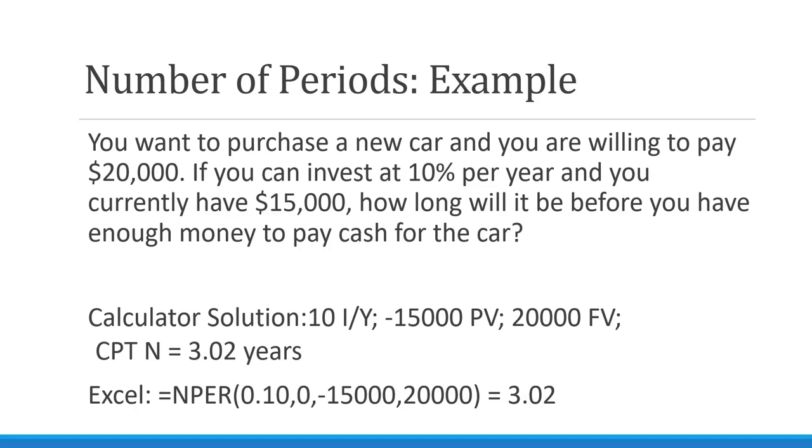So we want to purchase a new car. We're willing to pay $20,000. If we can invest at 10% each year, and I currently have $15,000, how long will it be before I have enough money to pay cash for a $20,000 car? So I'm trying to determine the number of periods. My rate is 10%. Payments are 0. The present value is $15,000, and my future value is $20,000. So in 3.02 years, I will have enough money to pay $20,000 cash if I invest that $15,000 now.